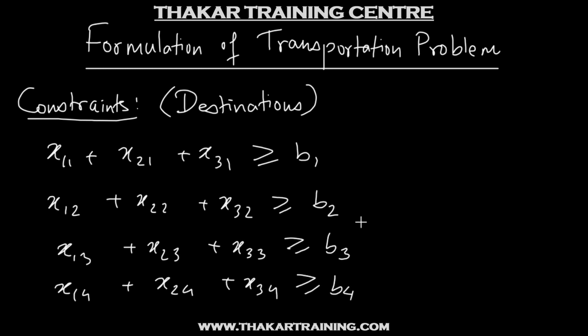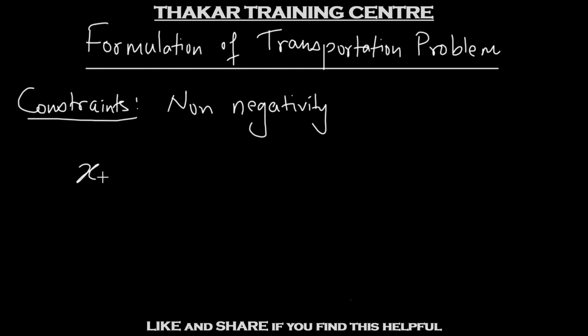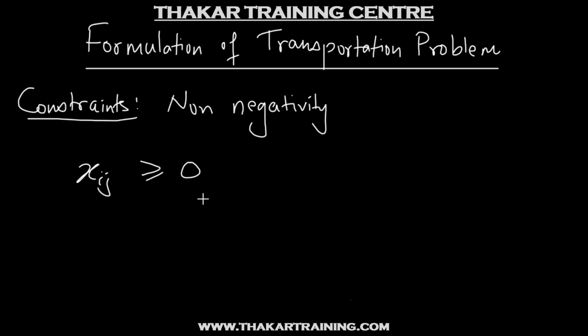So these are the constraints for destinations. We cannot send lesser quantities than the requirement at a particular destination. And finally, we will have a non-negativity constraint. Since you cannot transport a negative quantity from any source to any destination, xij should be greater than or equal to 0. It can be 0, but it cannot be negative.